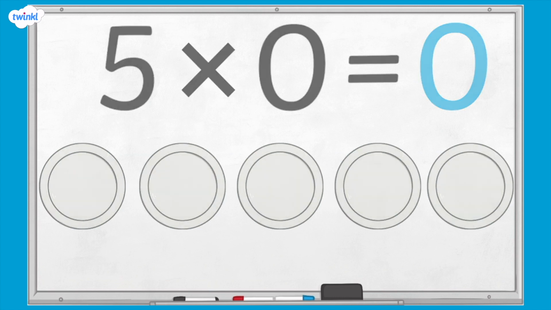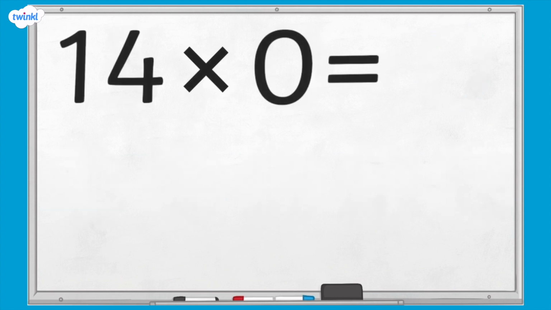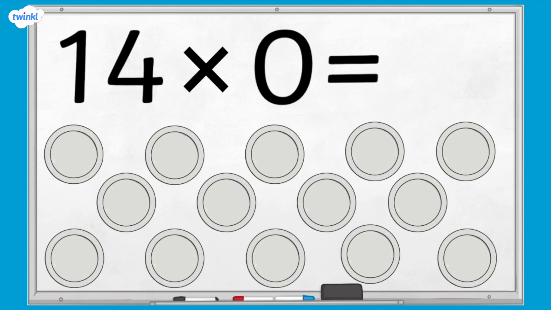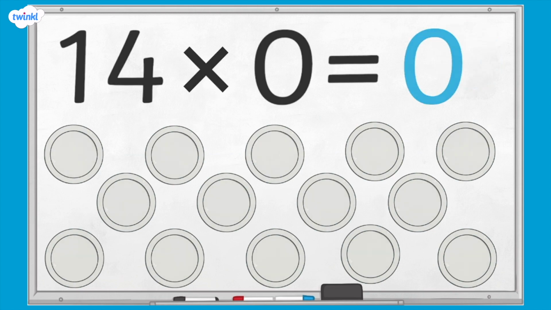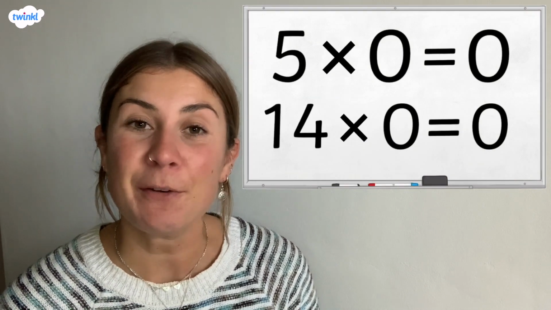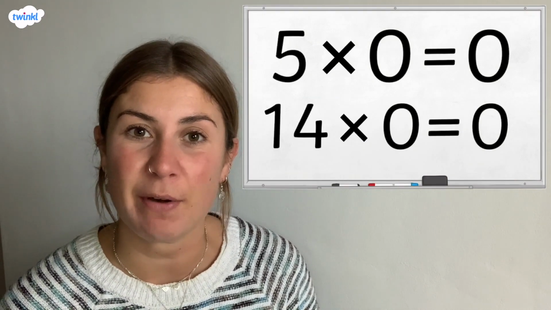Let's look at another example. This time I have a calculation 14 times 0. I'm now going to put this multiplication into groups. You can see that I've drawn 14 groups of 0. What is the total? Well done, 14 times 0 is 0. So 5 times 0 equals 0 and 14 times 0 equals 0.